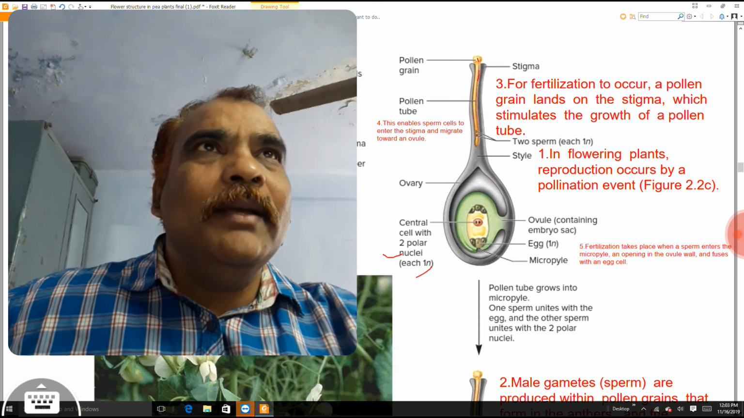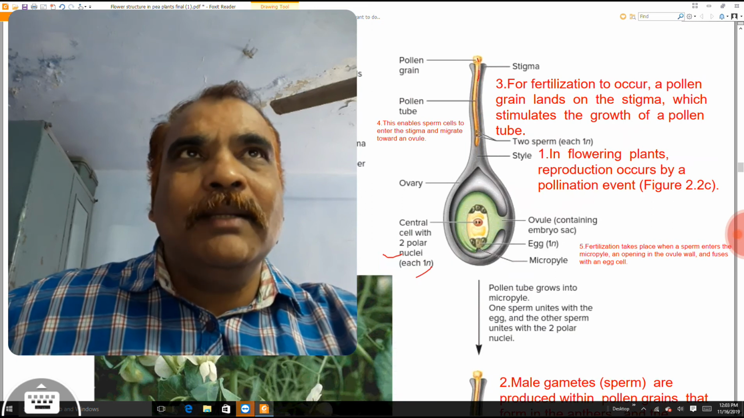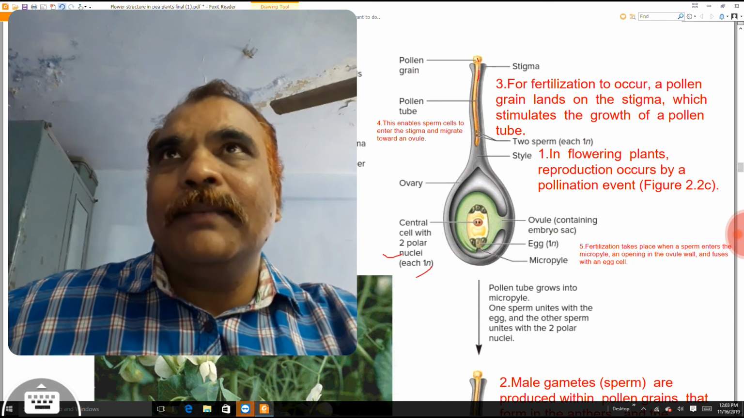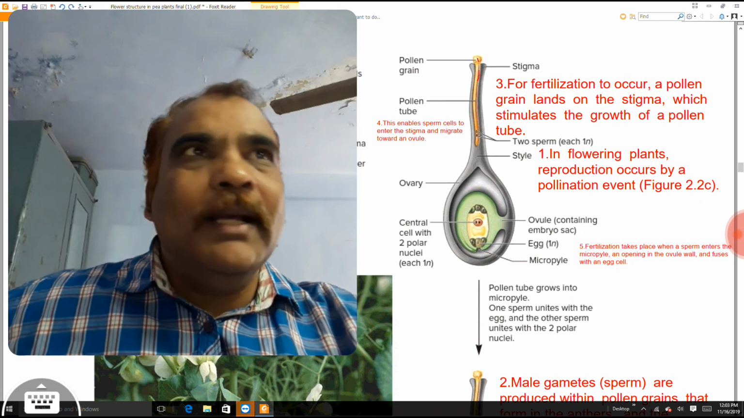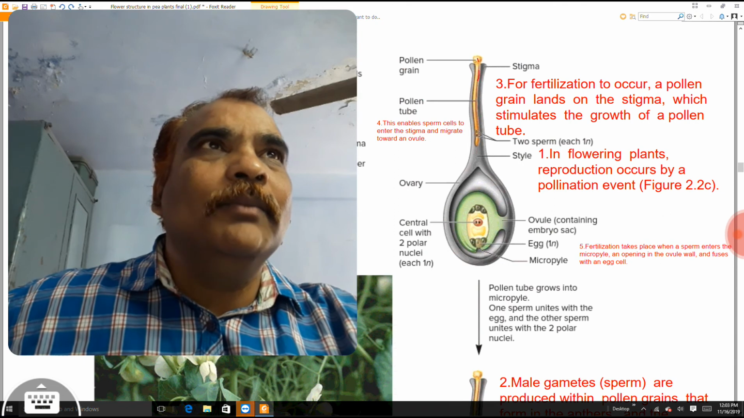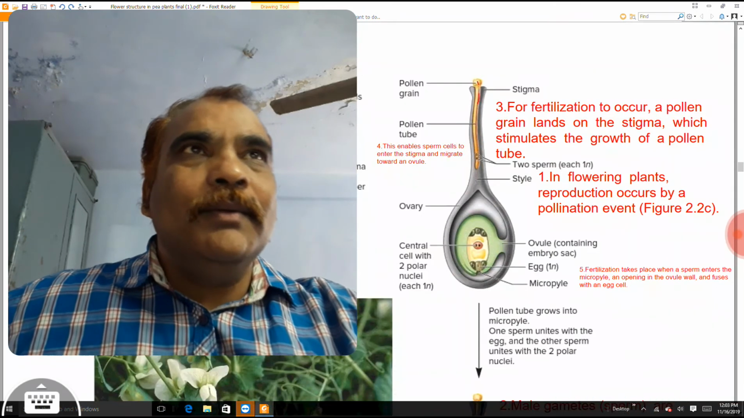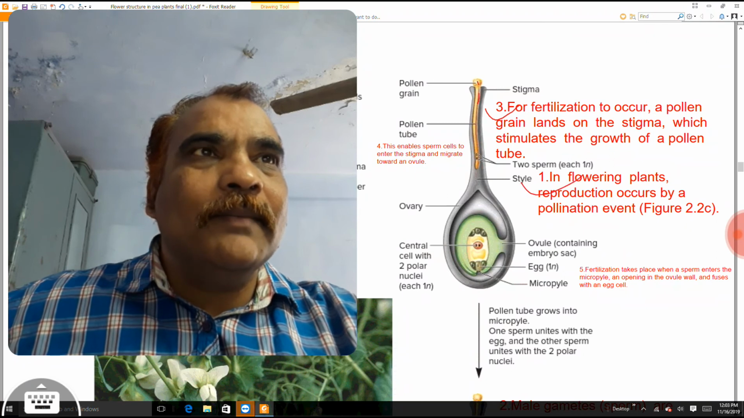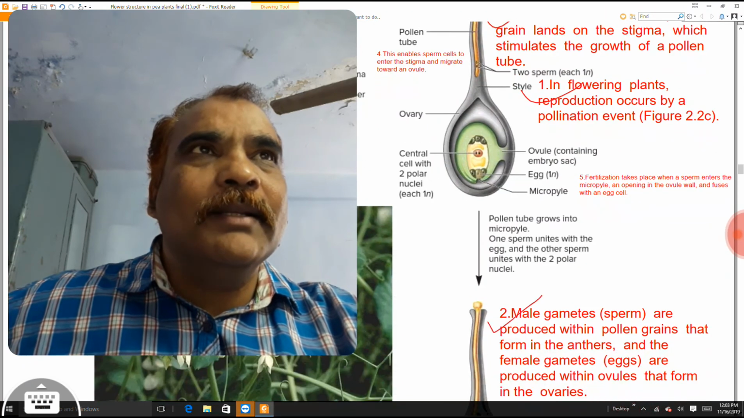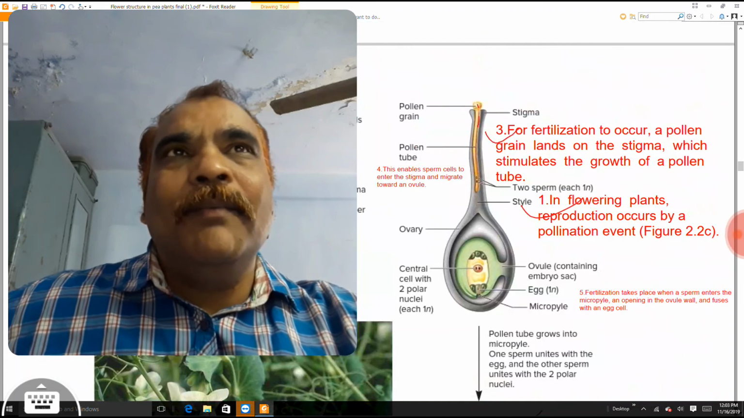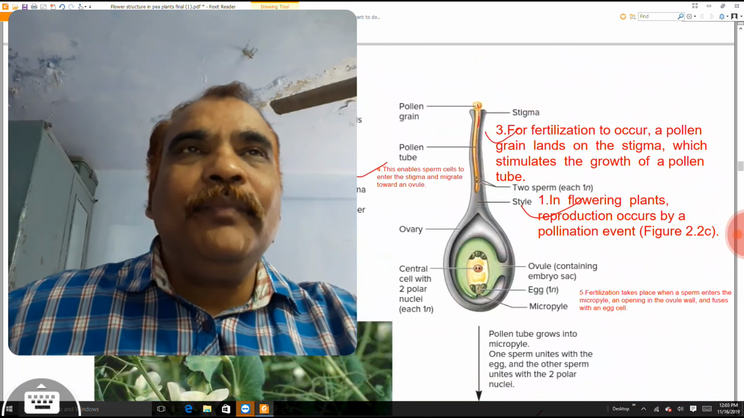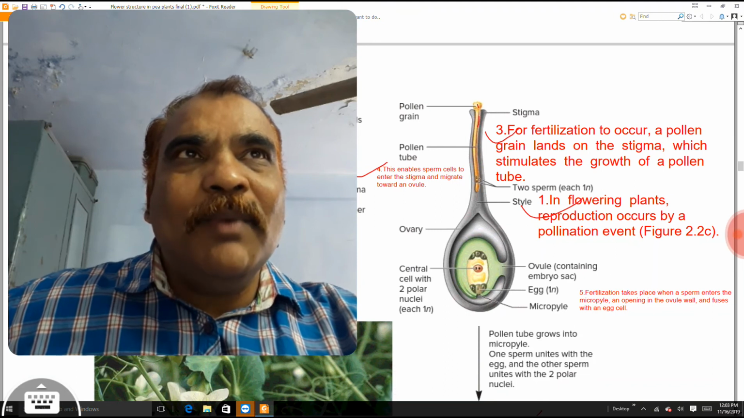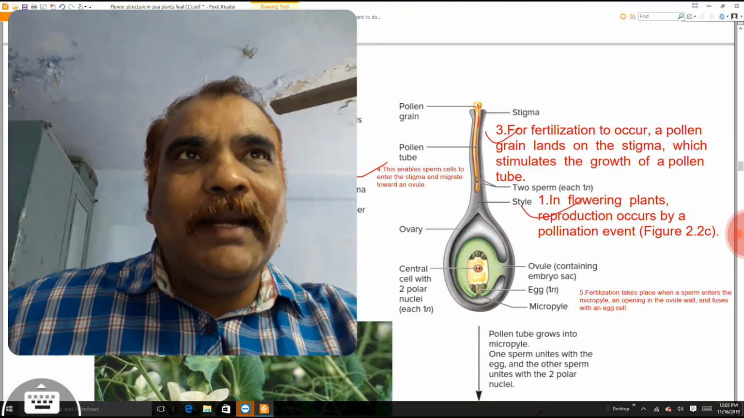Here we see the process of pollination, and it is followed by the process of fertilization. What happens in fertilization, we are going to discuss now. The first and second points we have already discussed. Now the fourth point: this enables the sperm cell to enter the stigma and migrate toward the ovule.